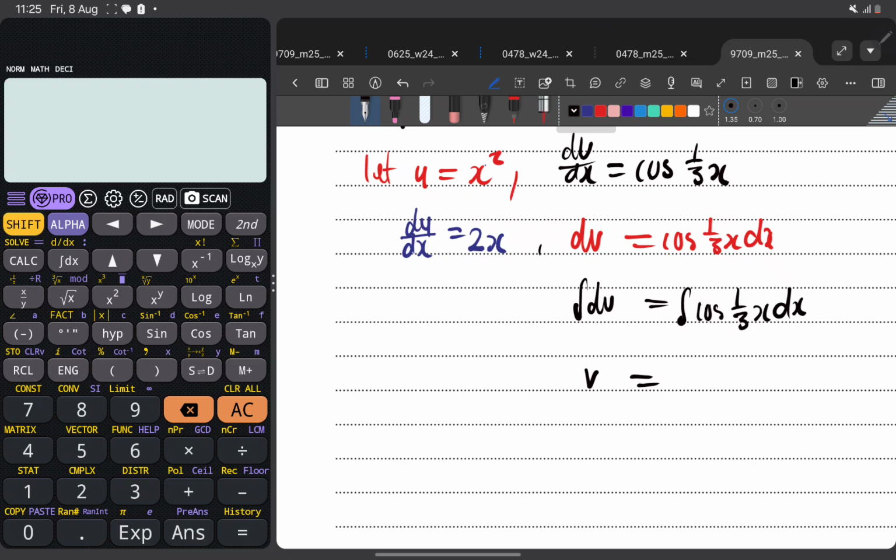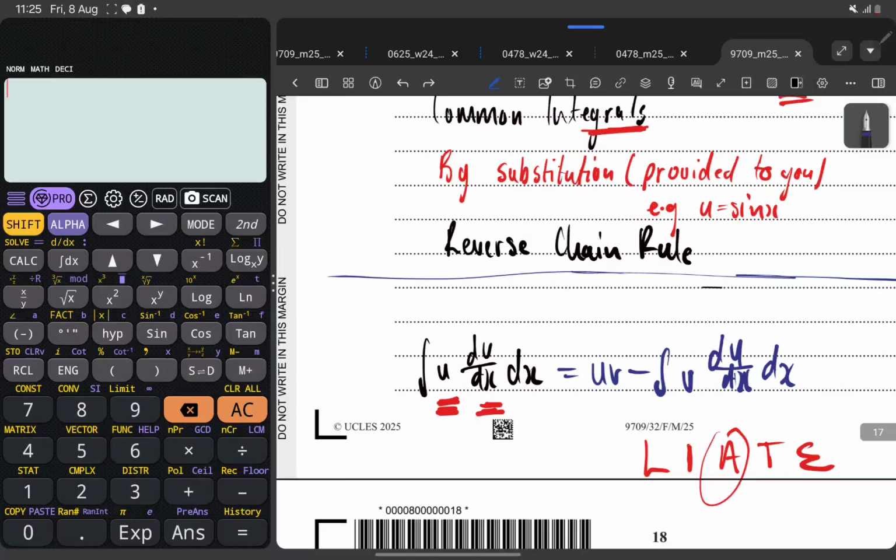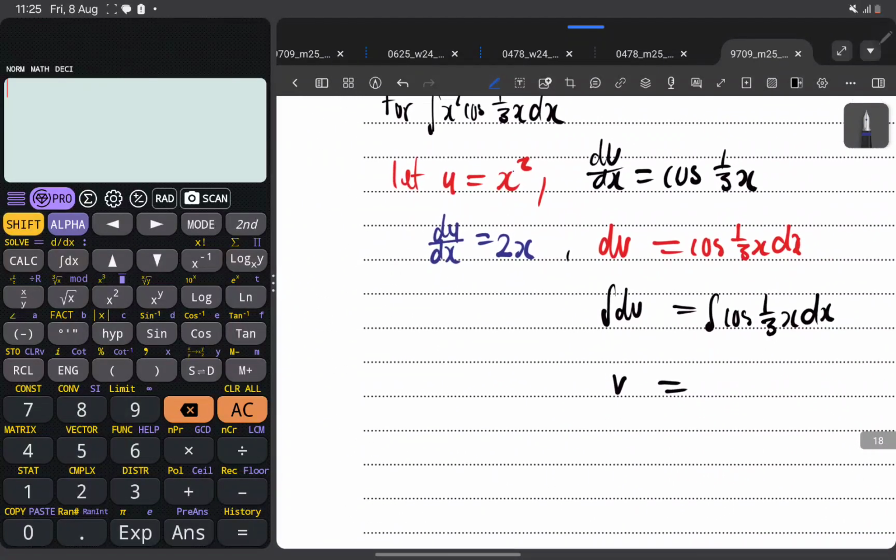What is this? This is a composite function. Everybody agrees with me that cos 1/3 x is a composite function because it's not a cos x, it's a cos of something which is not x. So it's a composite function. So when you're integrating composite functions, you are going to use what we call the reverse chain rule. And you can see that I added it on the list. There is reverse chain rule on this. Yes, so you're going to use the reverse chain rule.